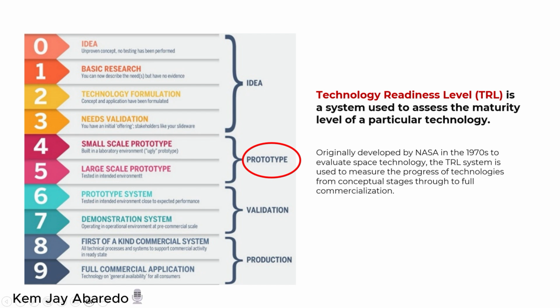This progression aligns with the Technology Readiness Level, or TRL, system. A prototype moves us from TRL 3 to TRL 5, which is the small-scale prototype and large-scale prototype.